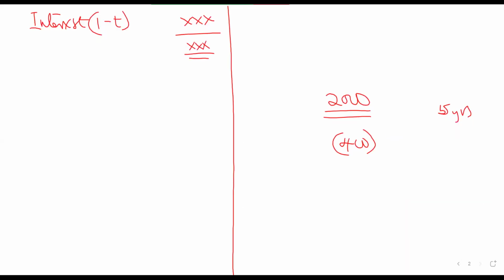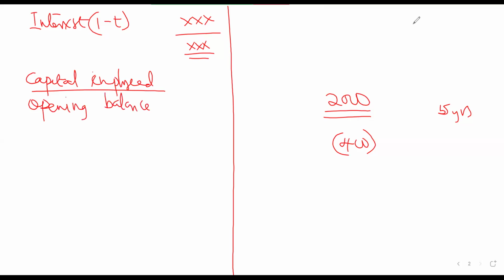So this will be on the numerator part. How do we calculate our capital employed? The capital employed will always be the opening balance. It is the opening balance that we'll be using for the year.